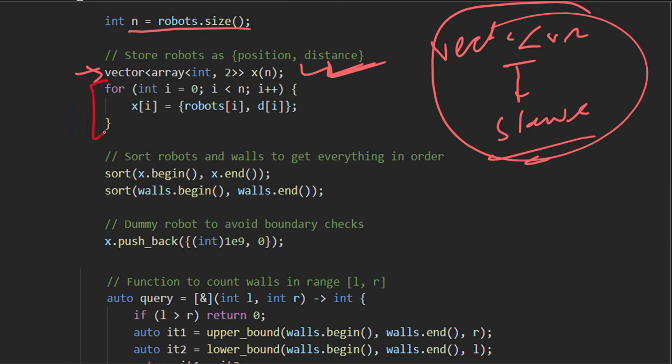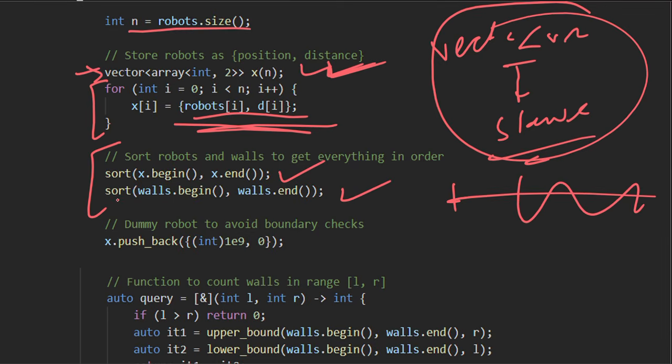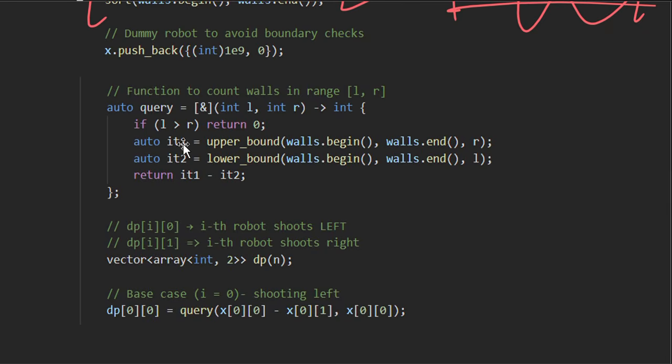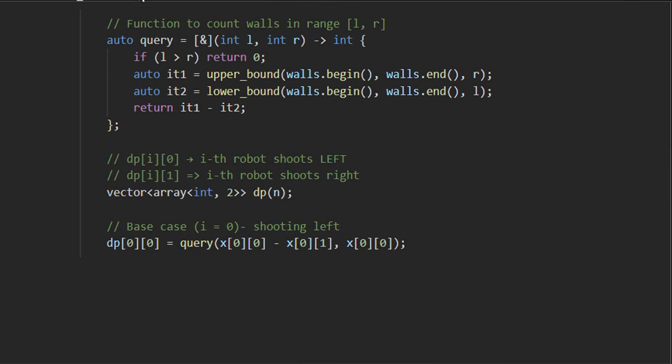And then we have stored all the robots with their respective distances, and then we have sorted the robots with their distances and the volts to properly arrange them on the number line. And then we have added the dummy robot, right? We have added the dummy robot to avoid the binary checks. And now this is our helper function.